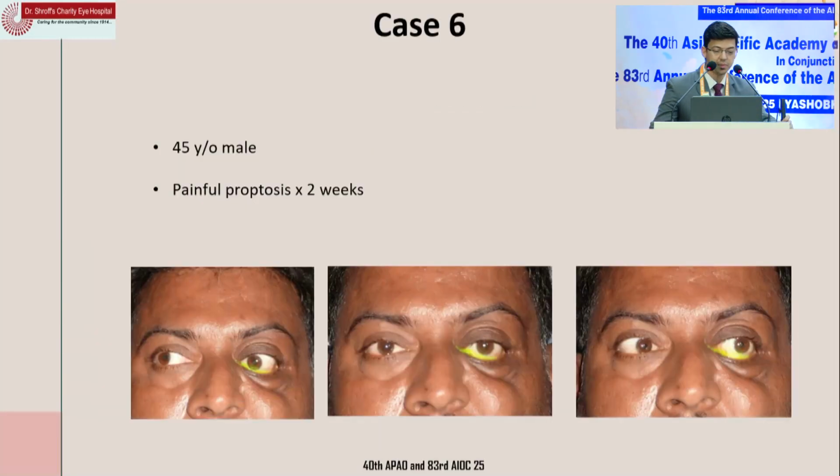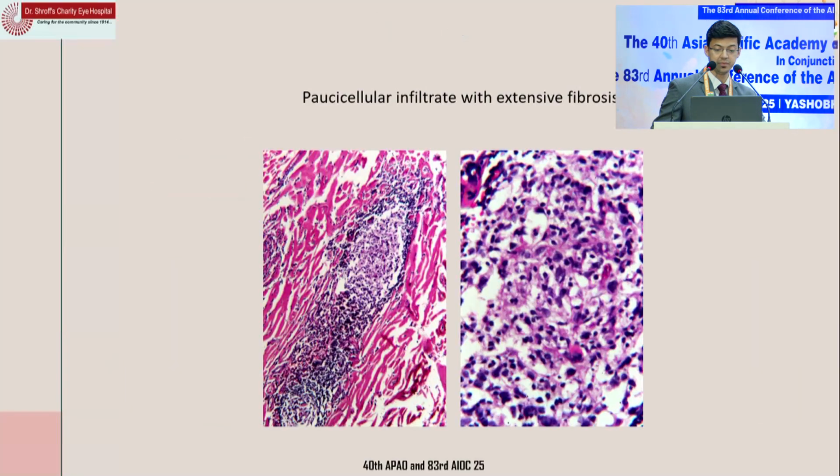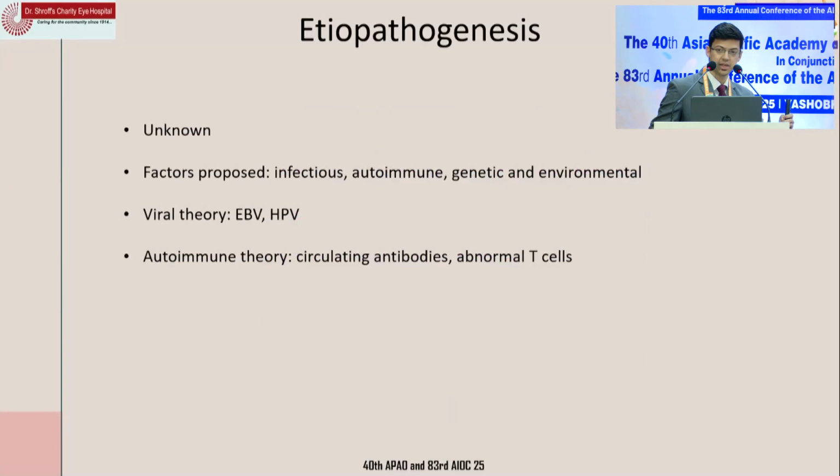This gentleman presented with a painful proptosis in the left eye. You can see there is skin puckering there inferiorly in the left eye, and there is limitation of extraocular movement. Unfortunately, I don't have imaging for this patient, but a biopsy was performed from the swelling in the inferior eyelid, and a paucicellular infiltrate with a lot of extensive fibrosis came out, which is characteristic for sclerosing NSOID. This patient again received steroids and did well.